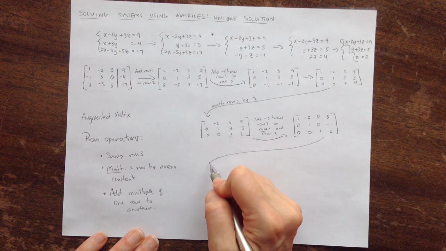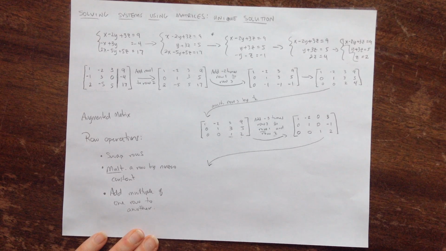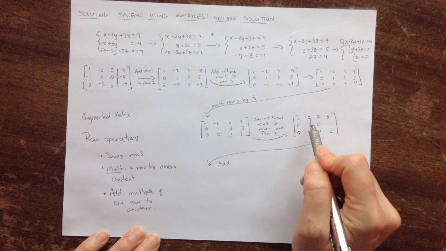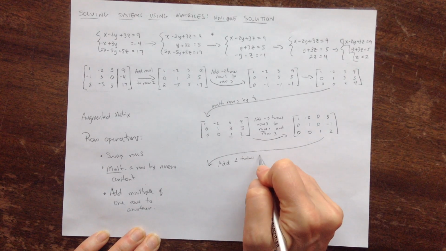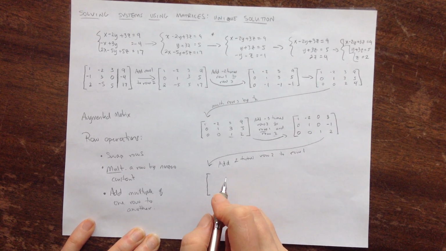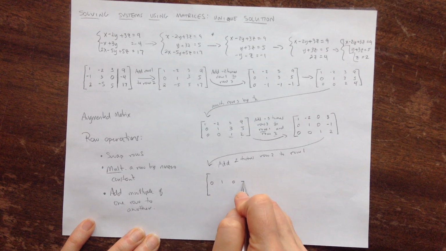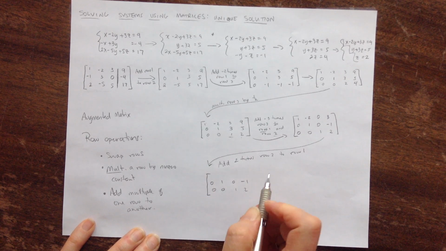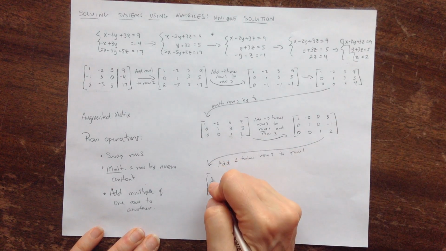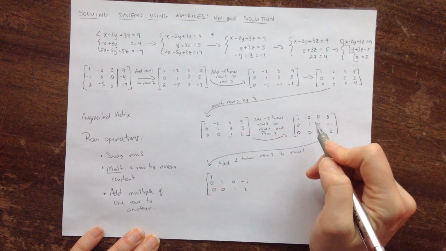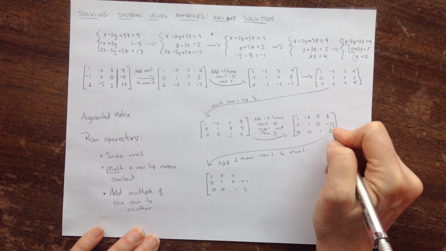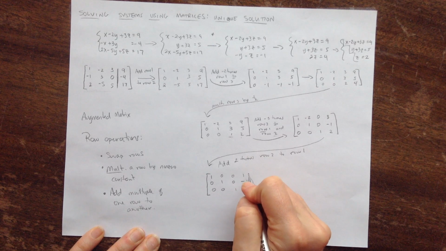And then my last step here, this is a little bit messy because I didn't plan my space very well, is I'm going to add, I want to use this 1 right here to get rid of this 2, so I'm going to add 2 times row 2 to row 1. So the only row here that's going to change is the first row, so the second row will still be the same. And so I'm going to do this plus 2 times that is still 1 because 2 times 0 is 0. This plus 2 times that is going to give me 0. 0 plus 2 times 0 is 0. 3 plus 2 times -1 is 3 plus -2 is 1.